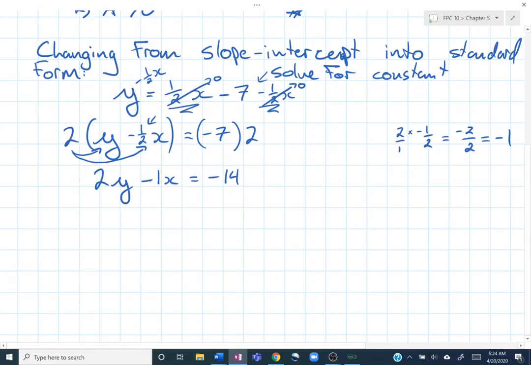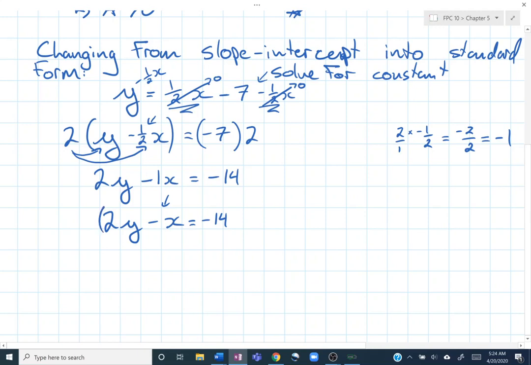Notice how negative 1 times x is just x. I'm going to rewrite that: 2y minus x is equal to negative 14. And I'm super close to being done, except we notice that the coefficient before x needs to be positive.